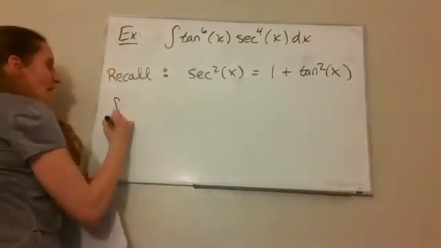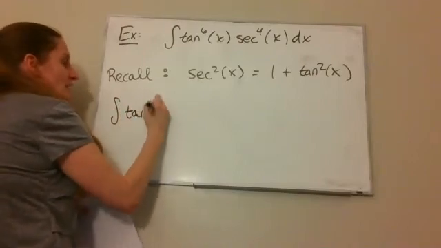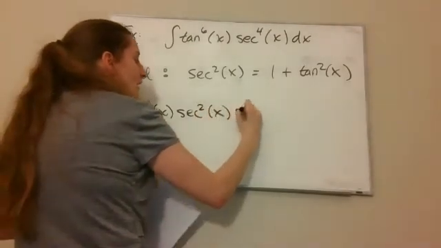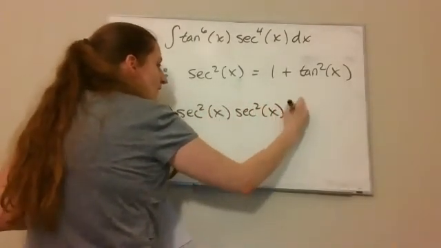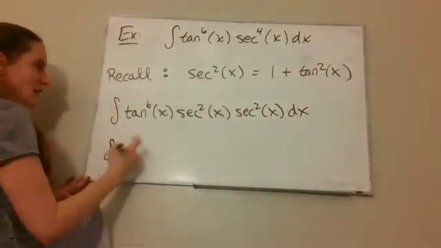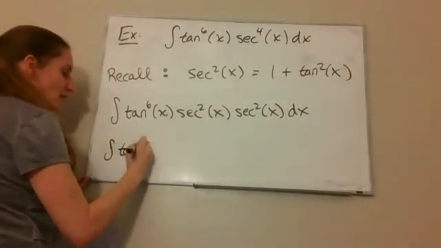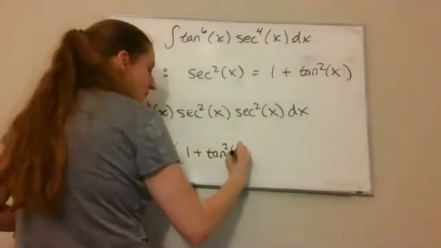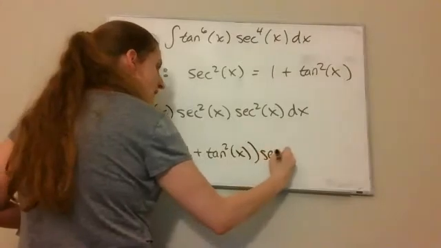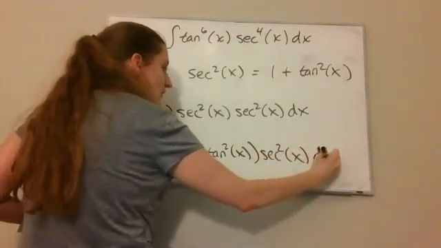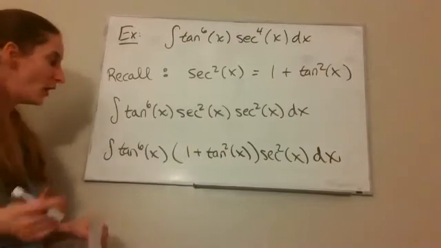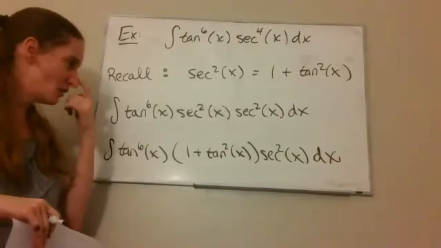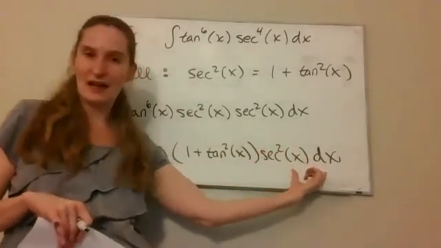So let's do that. I can have tangent to the 6th, secant squared, and secant squared dx. And I'm going to turn that secant squared in the middle into 1 plus tangent squared. Because now I can do u equals tangent of x. My du would be equal to secant squared of x dx.